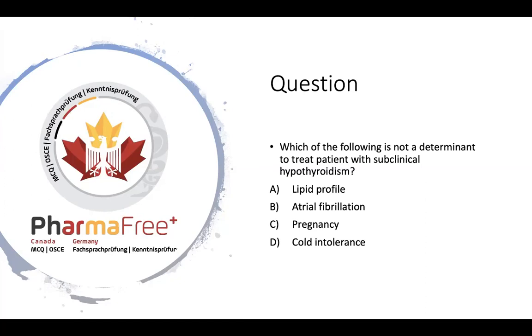If there is cold intolerance, what does it mean? Symptoms of hypothyroidism, yes. So there is a symptom, correct? In this case, you have to treat it. Atrial fibrillation, this is relevant. This is a hyperthyroidism, could be. Exactly. If there is subclinical hyperthyroidism, in this case, for atrial fibrillation, yes, we can treat it.